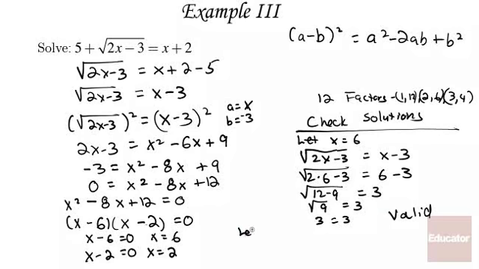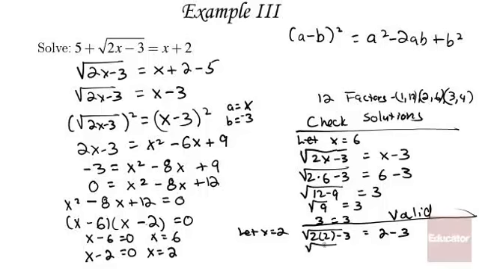Now, if I let x equal 2 and I do the same thing, I'm going to go ahead and substitute into this equation. The square root of 2 times 2 minus 3 equals 2 minus 3. That's going to be the square root of 4 minus 3 equals negative 1.